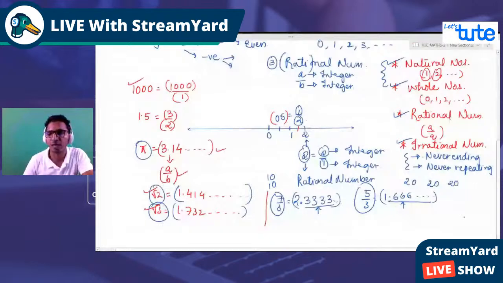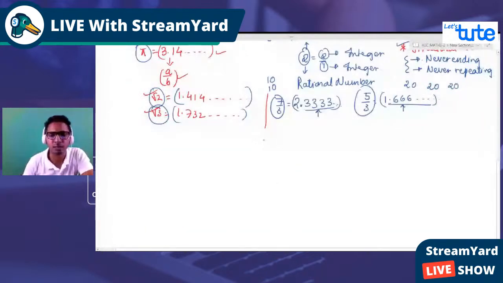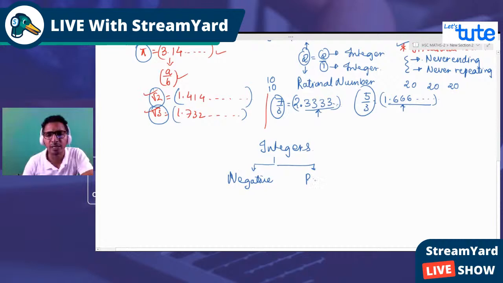So I was writing a hierarchy. The hierarchy was something like this: integers, and from integers we get negative integers, and we get positive integers. And positive integers are also called natural numbers.